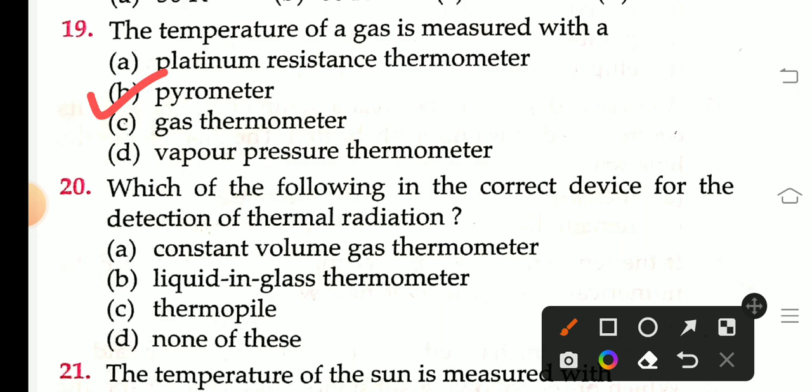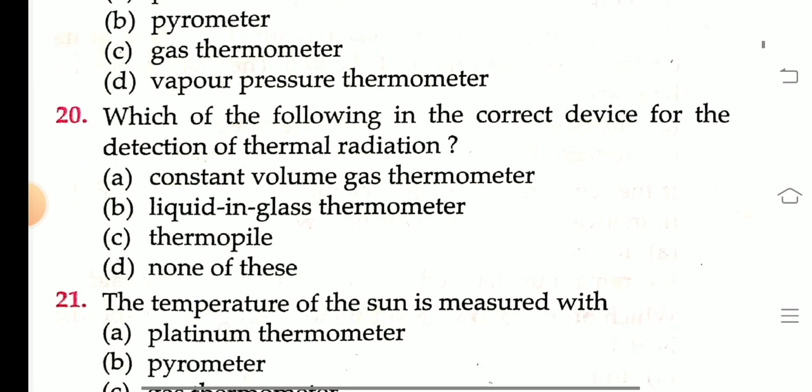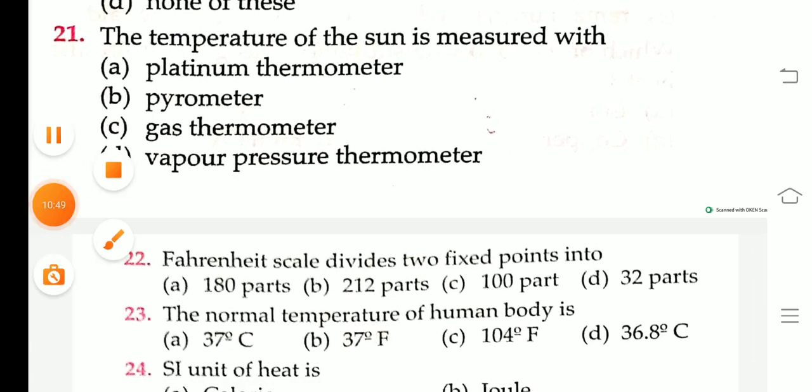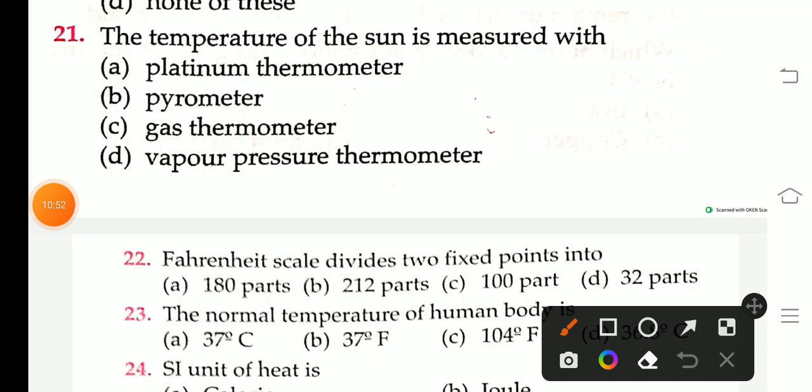Next, which of the following is the correct device for the detection of thermal radiation? Right answer will be option C, thermopile. The temperature of the sun is measured with. Right answer will be option B, pyrometer.